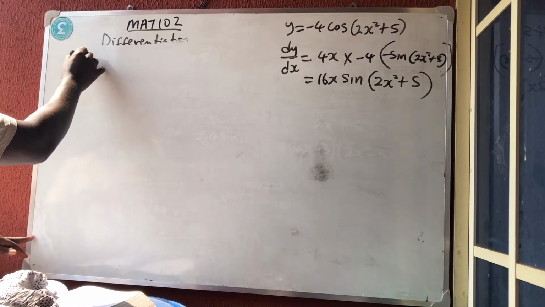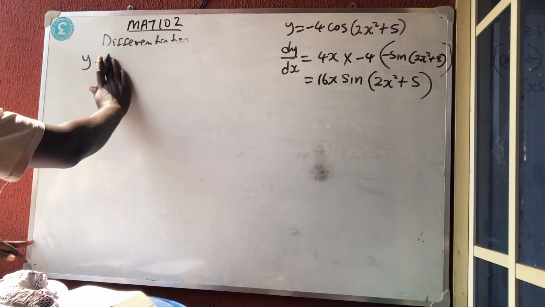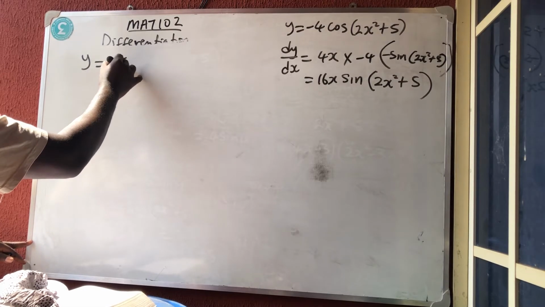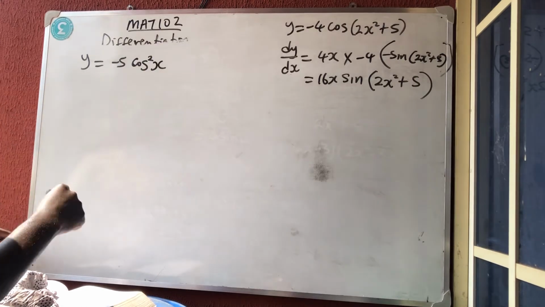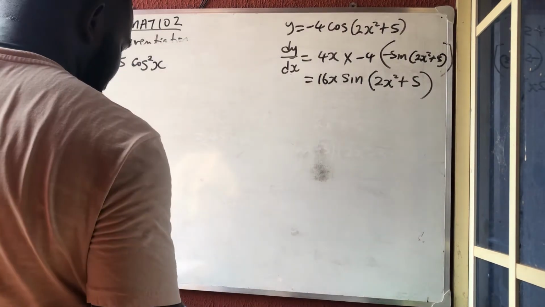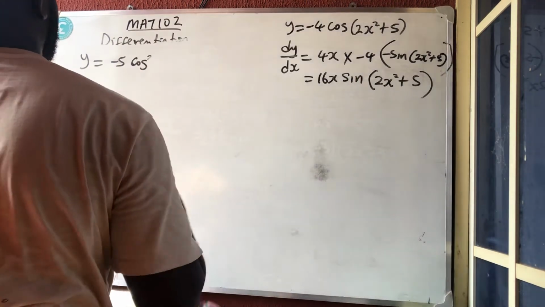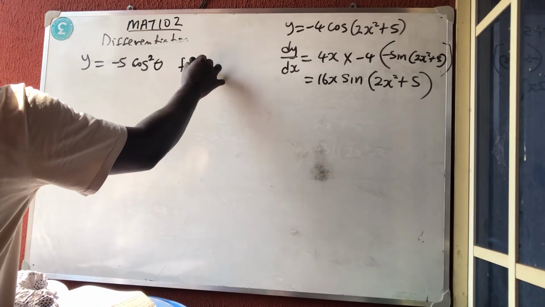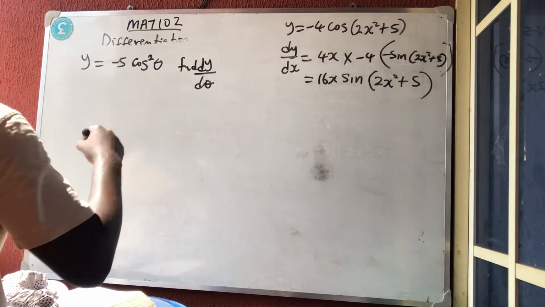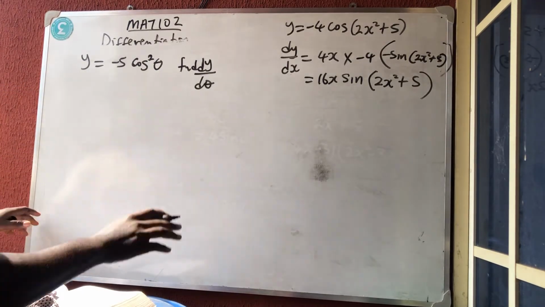So I'm having that y. They say y is equal to 5 minus 5 cos squared theta, or cos squared x. In fact, must I always be using dy dx? Let me use theta. Yes, cos squared theta. So then I say find dy d theta. Find dy d theta.